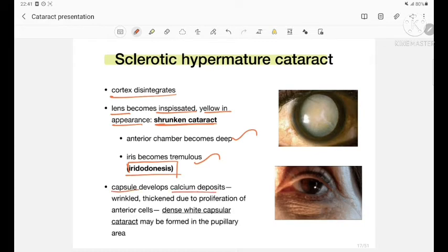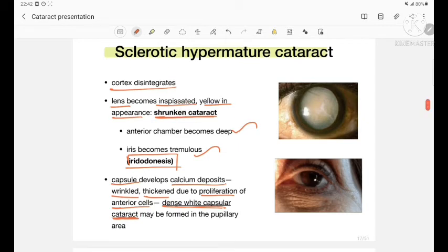The capsule develops calcium deposits. It appears wrinkled, thickened due to proliferation of anterior cells. So, a dense white capsular cataract may be formed in the pupillary area. This picture shows a sclerotic hypermature cataract.